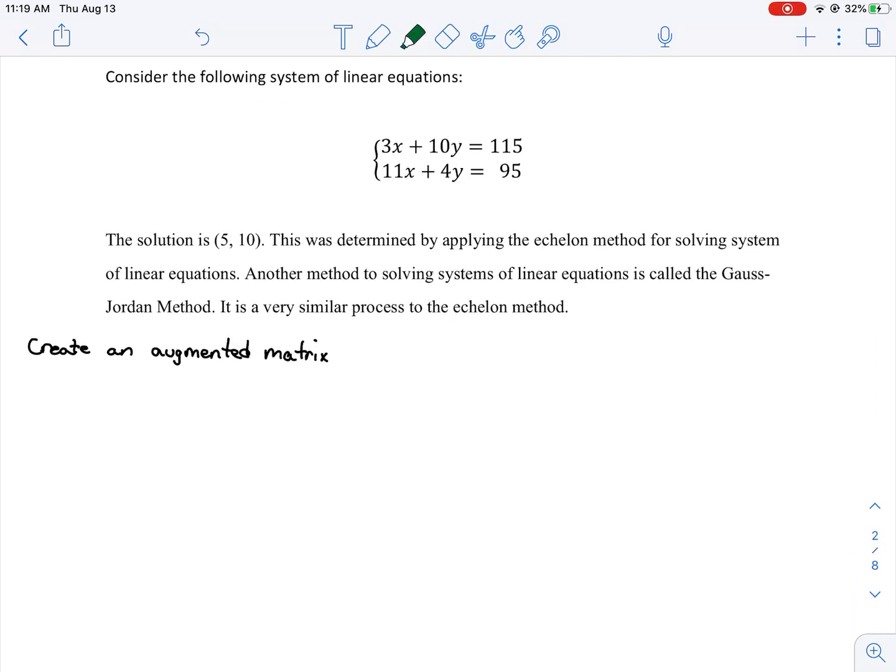So we're going to consider the following system of linear equations. And we've solved this system in previous videos, and we already know that the solution is (5, 10). And this was determined by applying the echelon method for solving systems of linear equations. Well, another method to solving this system is called the Gauss-Jordan method. And it's a very similar process to the echelon method.